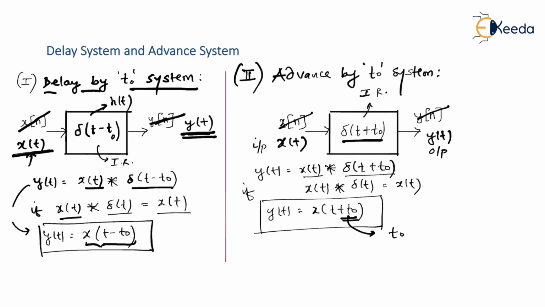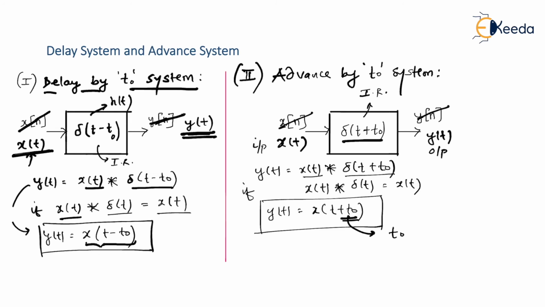So now we can come to the conclusion. Whenever you want to advance your input by t naught, then your impulse response should be del of t plus t naught. So now let me just summarize it. Whenever the impulse response is del of t, output and input are always the same, because we know that when x of t gets convolved with del of t, the output is x of t only. Is that right? So once again, when the impulse response is del of t, output and input are the same.